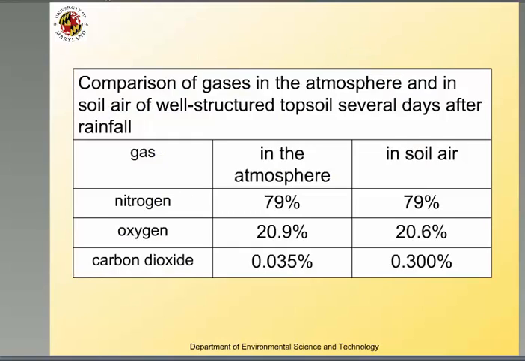Okay. Here's a comparison of what the gases in the atmosphere and the soil air look like. This would be a well-structured topsoil several days after rainfall. Well-structured, I'm implying that there's a good balance between the macropores and the micropores. Several days after rainfall means that the big pores have drained. Okay, so we've got pretty good exchange. You can see that nitrogen really isn't affected. Oxygen is slightly less in the soil air than it is in what I'll call the ambient atmosphere. And the carbon dioxide levels are enriched in the soil air. Why? Because you've got creatures down there living, right?